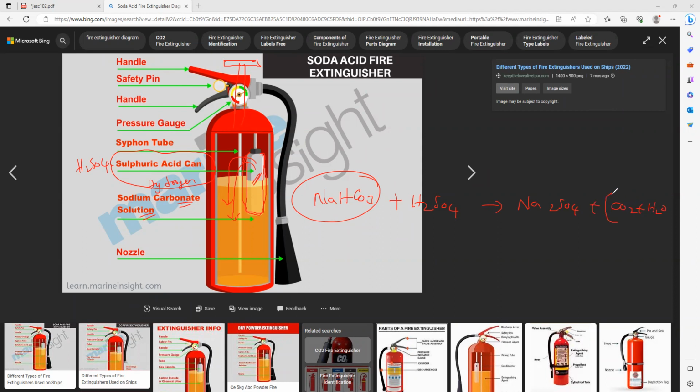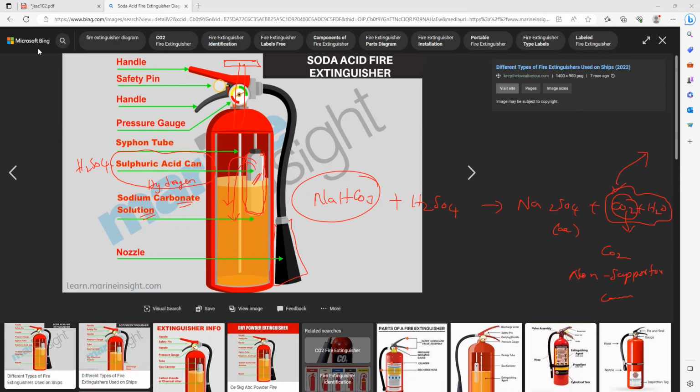This carbon dioxide will put out the fire, because CO2 is a non-supporter of combustion. Non-supporter of combustion. Understood, all of you? As sodium sulfate is in aqueous state, it will stay inside, and carbon dioxide will come very forcefully through this nozzle, so that it will put out the fire. Okay, so this is the phenomenon of the soda acid fire extinguisher.